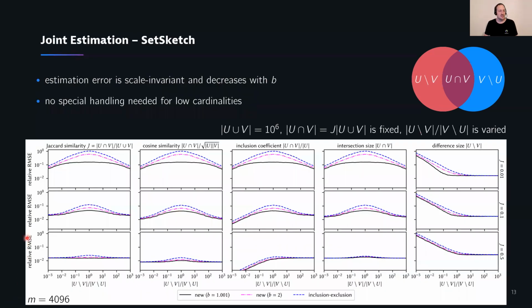Here you see the root mean square error, which we obtained when estimating different joint quantities. Since the estimation is scale invariant, we fixed the union cardinality here, but we varied the Jaccard similarity here and also the ratio of different sizes on the x-axis. In all scenarios, the new estimator performed better than the inclusion-exclusion principle. It can also be seen that smaller base values may reduce the estimation errors significantly, especially if the sets have small overlap, like in this case.